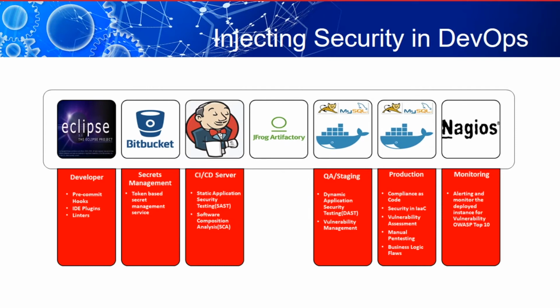In QA staging, there is dynamic application security testing and vulnerability management. Dynamic application security testing means we perform scanning using dynamic application scanners like Acunetix, OWASP ZAP, or Nikto. During this, we may find vulnerabilities related to the OWASP Top 10, and also backup files, configuration management issues, and HTTP headers. We find these kinds of vulnerabilities in DAST. And vulnerability management is also there.